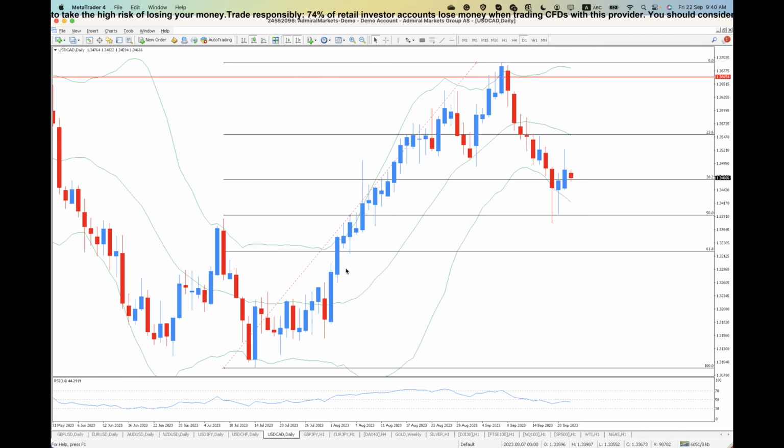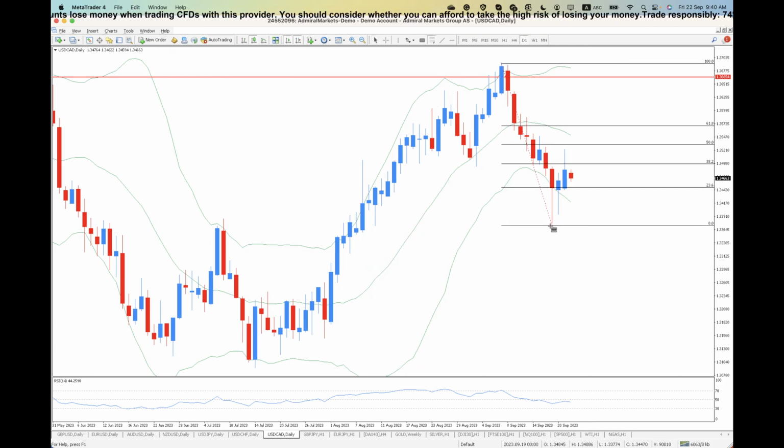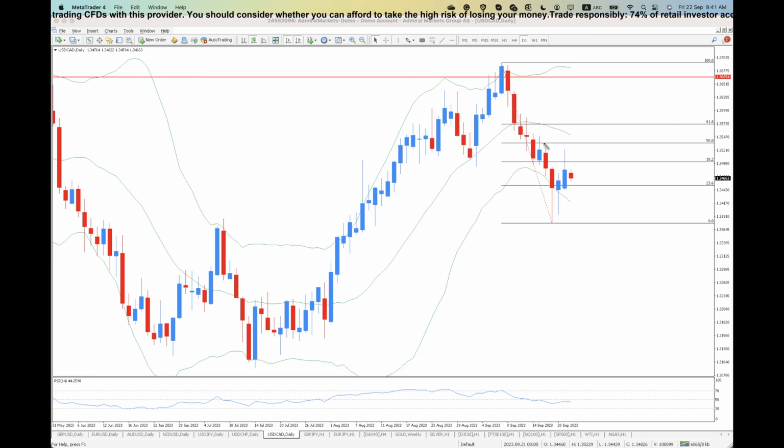And if we measure this swing here from high to low, we can see expectations of the price to bounce before it continues dropping to the downside.